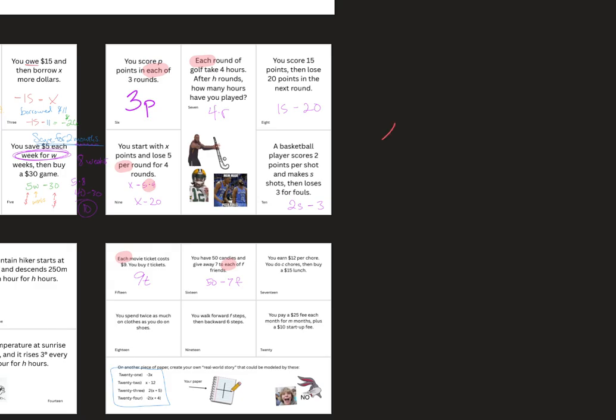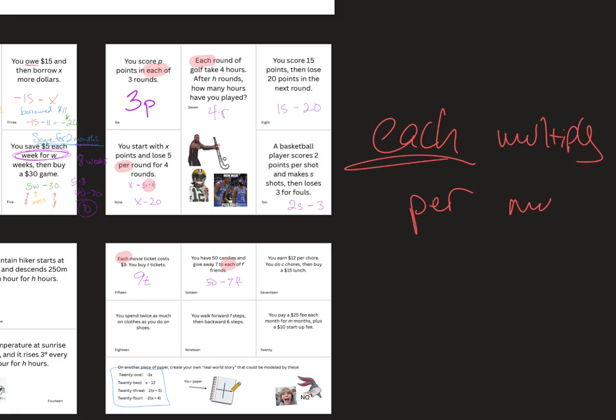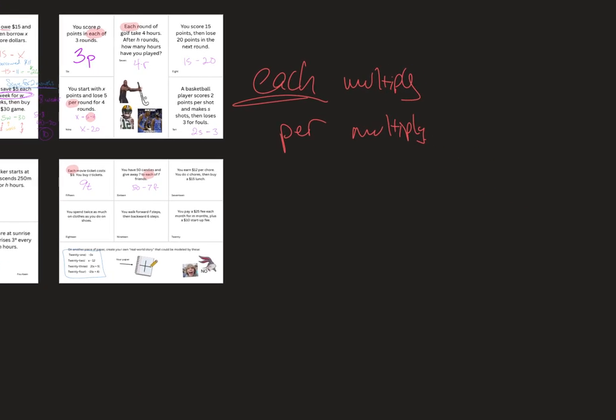When you see each, you can think multiply. When you think per, you can think multiply. Just think of the way you talk. If we go to the store and we each buy 3, then however many people there are, these are people. If they each buy 3, they get 1, 2, 3, 1, 2, 3, 1, 2, 3, right? Or if you were to say it this way, there's 4 per person.